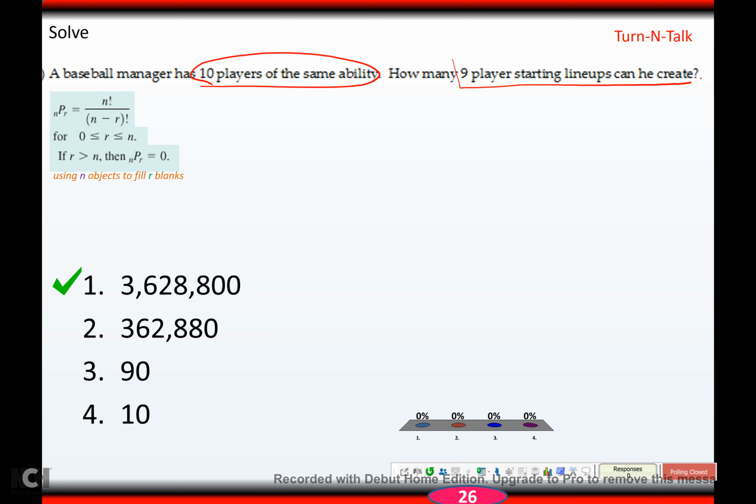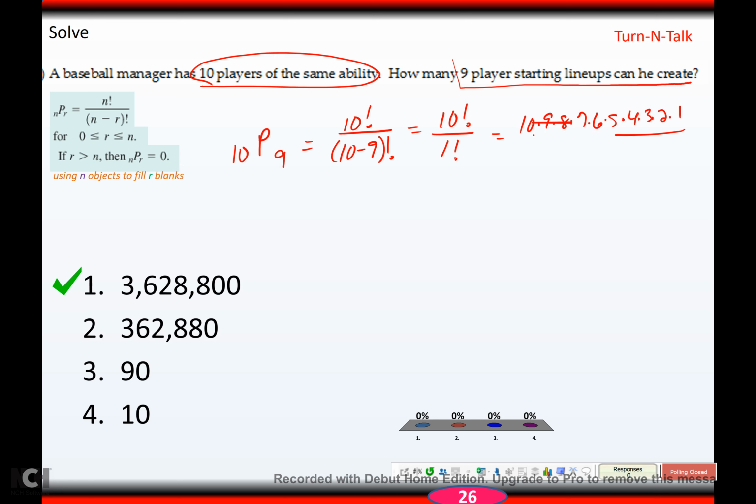So, he has 10 objects and he's taking 9 at a time. That gives me 10 factorial on top over 10 minus 9 factorial on the bottom. That's 10 factorial over 1 factorial, which is 10 times 9 times 8 times 7 times 6 times 5 times 4 times 3 times 2 times 1. 1 factorial is 1, so nothing else cancels. Multiply all those numbers out or type it in the calculator and you get 3,628,800.